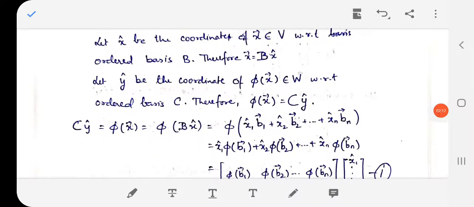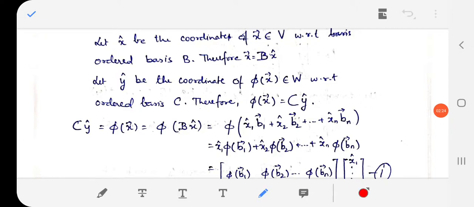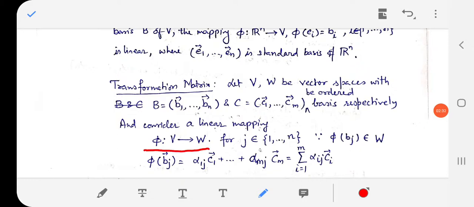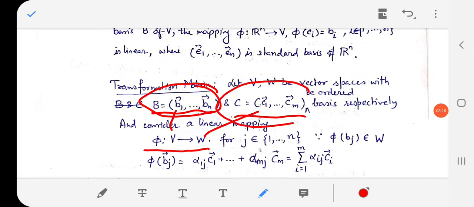Now what is our plan? Initially, we have a mapping phi which is going from V to W. We are mapping each element of V in W, and B is the basis of vector space V, and C is the basis of vector space W. Now any vector in vector space V can be written as a linear combination of these basis vectors, and any vector in W can be represented as a linear combination of these vectors.